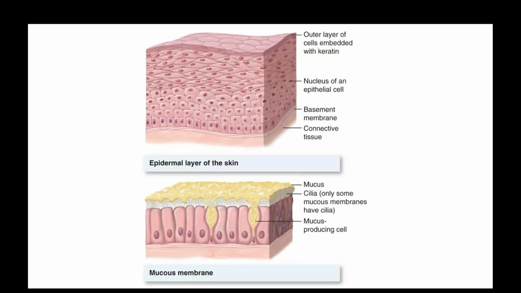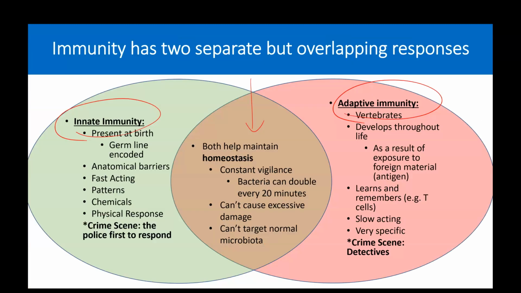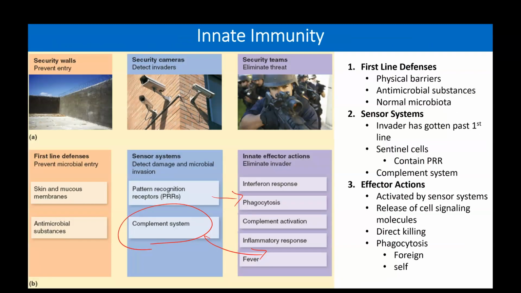I just want to very briefly go over what we talked about here. Remember, we have our first line of defense, definitely the most important aspect of our innate immune system: intact, healthy skin and mucosal membranes and those antimicrobial substances that help. Our sentinel cells like macrophages and dendritic cells that have the pattern recognition receptors, in addition to our complement system that's just circulating throughout our blood and waiting to get activated.